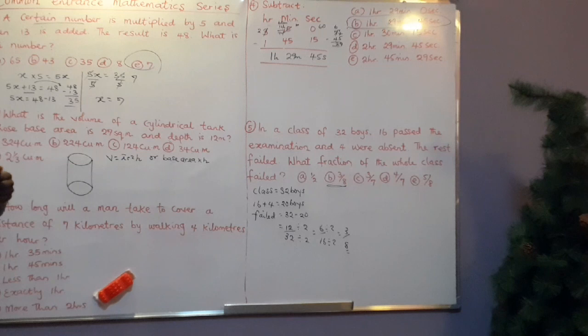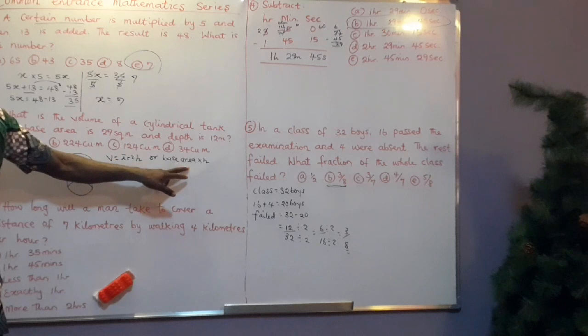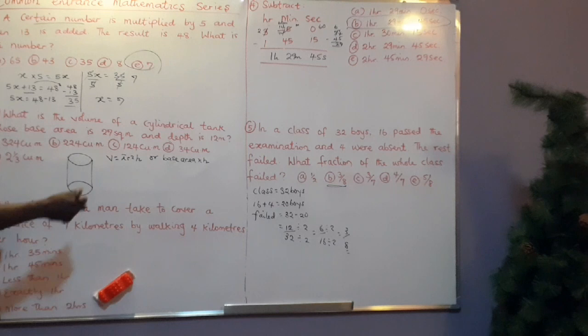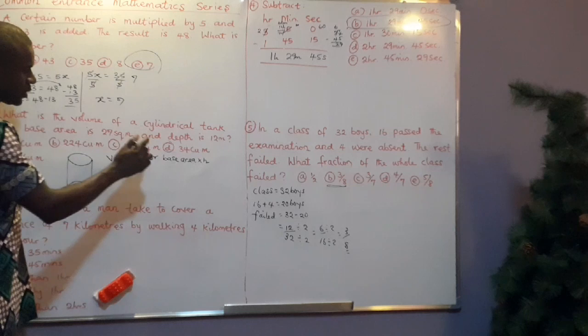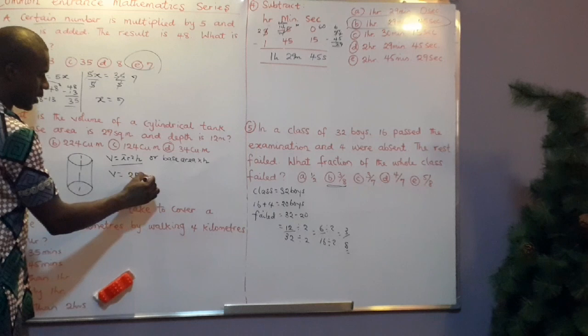All right. So if the base area has been given in the question, you don't need to use this formula. Just multiply the base area by the height. Now, if you look at this question, the base area has been given as 27 meters squared. So we don't need this formula. Now, we go over here. Since the base area is 27, volume will be 27 times the height. The depth is the same thing as the height, okay, which is 12 meters. So you multiply by 12.